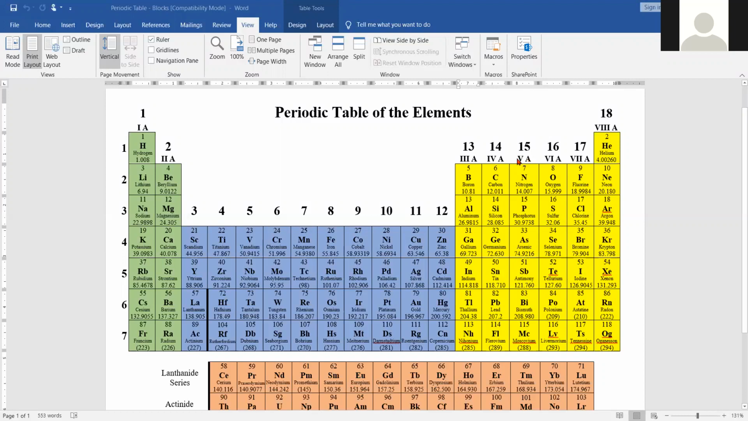Let's look at group 15. Nitrogen, nonmetal, so negative, -1, -2, -3. Phosphorus, -1, -2, -3. Arsenic, -1, -2, -3. Those all have the same charge in the same group. Let's look over here at the metals.